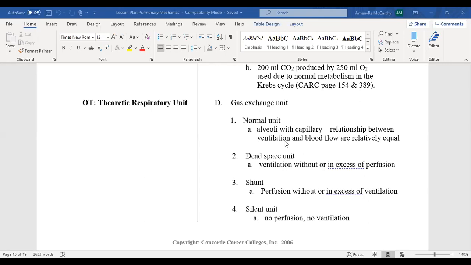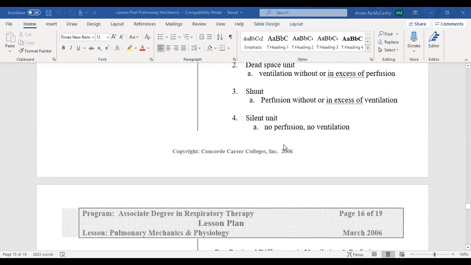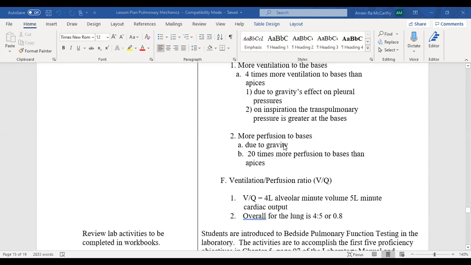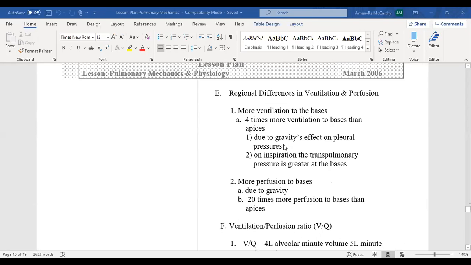All right, number 4, solid unit. The solid unit is no perfusion, no ventilation, okay? No perfusion, no ventilation. Now, the regional differences between these two, number 1 and number 2, very important. Regional differences. Regional means area of the lungs, right? Perfusion and ventilation is different in different parts of the lung. It's different, and there's reasons.